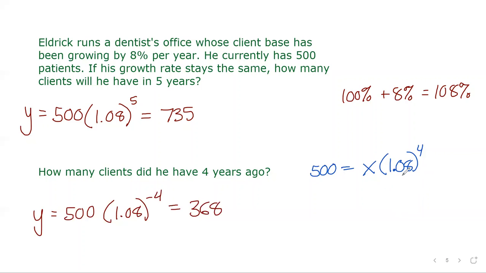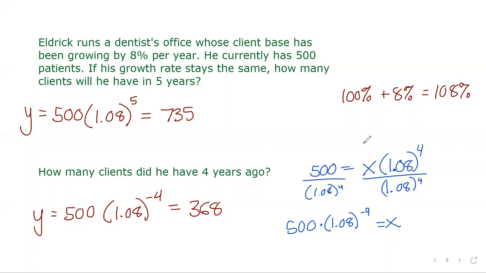What's going to happen is we're going to divide both sides by 1.08 to the fourth. So we get x equals 500 over 1.08 to the fourth. So if we remember our exponent rules, 1.08 to the positive 4 in the denominator is the same as 1.08 to the negative 4 in the numerator. So of course it works out the same.